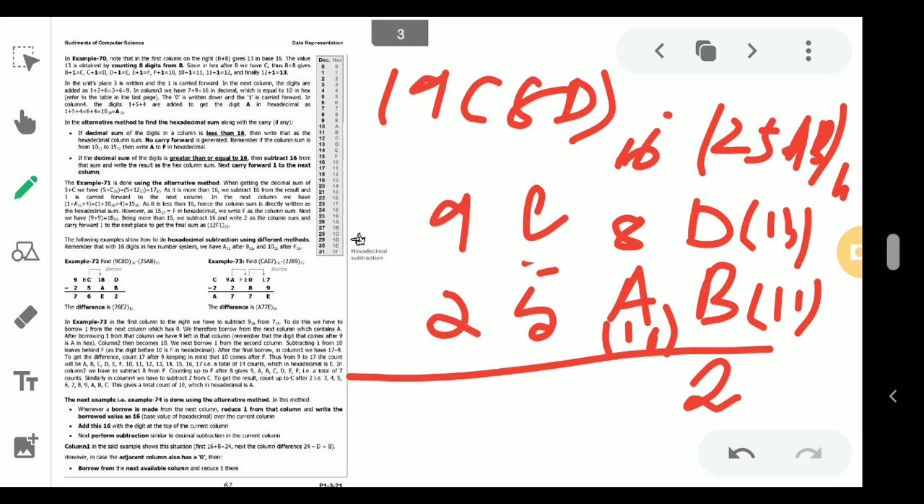So 8 minus 10 is not possible. From here I am taking a borrow, that is 16. So the next digit becomes B. 16 plus 8 becomes 24. 24 minus A, which means 10, becomes 14. 14 means E. If you add 18 minus 10, you get 16, 17, 18, 19, 20, 21, 22, 23, 24. So you write down this one.